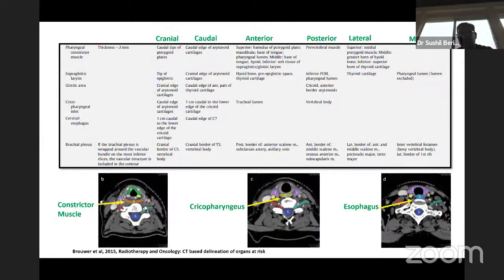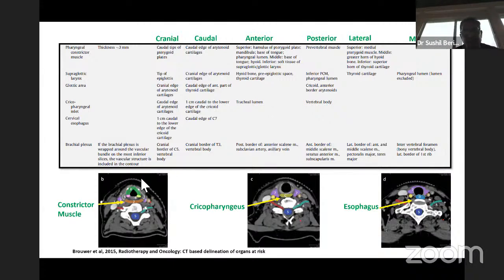The constrictor muscle has become important because the data has shown that higher dose to constrictor muscle can increase the risk of swallowing dysfunction. So for ease of contour, you can contour superior and middle constrictors as one organ, and inferior constrictors as one organ. And depending on what side you're talking about, you can try to spare the constrictor muscle if you could. And I'll show you some data in that regard.